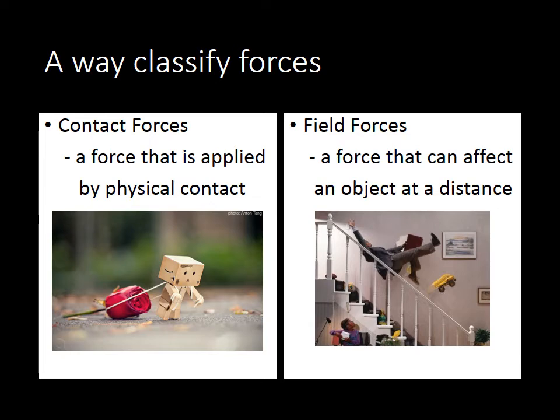The other type is what we call a field force, and field forces are forces that can affect an object at a distance. The man falling down the stairs here is obviously being affected by gravity. Gravity is a good example of a field force. Gravity doesn't actually have to be touching you, you just have to be within its field and you are affected by it. Other examples of field forces would be magnets. You know, when you get them close enough together, they either push apart or they pull together without any help from you. Or electromagnetic type forces would also be a good example of field forces.